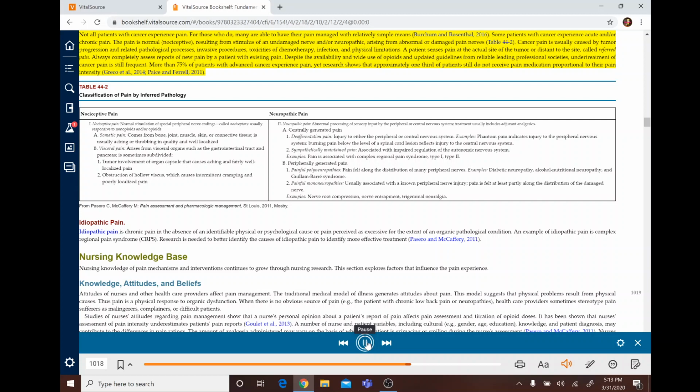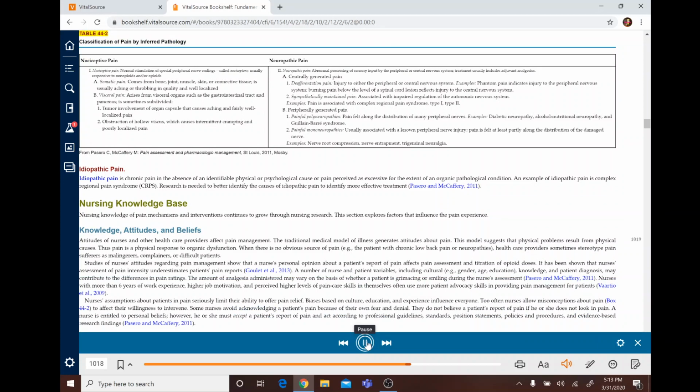Despite the availability and wide use of opioids and updated guidelines from reliable leading professional societies, undertreatment of cancer pain is still frequent. More than 75% of patients with advanced cancer experience pain, yet research shows that approximately one-third of patients still do not receive pain medication proportional to their pain intensity. Greco et al., 2014, Paice and Farrell, 2011.